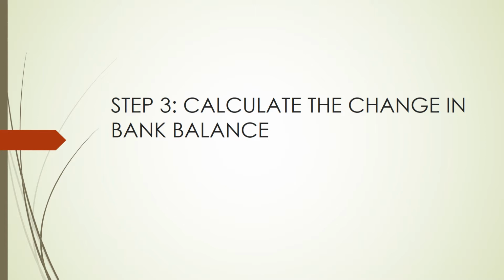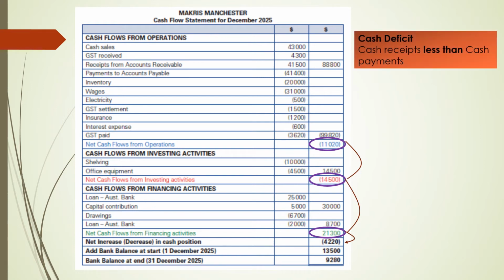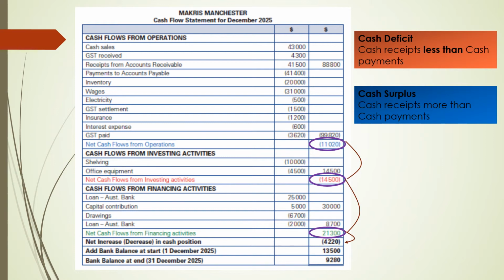Alright, final step. Here we calculate the change in bank balance. Previously, we would have worked out the net cash flows from operations, from investing activities, and from financing activities. So now we need to add up the subtotals, and this would give us an amount which would either be an increase or decrease in cash position. In this case, we did get a negative amount, which indicates a decrease in cash position. In other words, it is also called a cash deficit, where our cash receipts were less than cash payments. If it was the opposite, it would have been a cash surplus, where our cash receipts were more than cash payments.